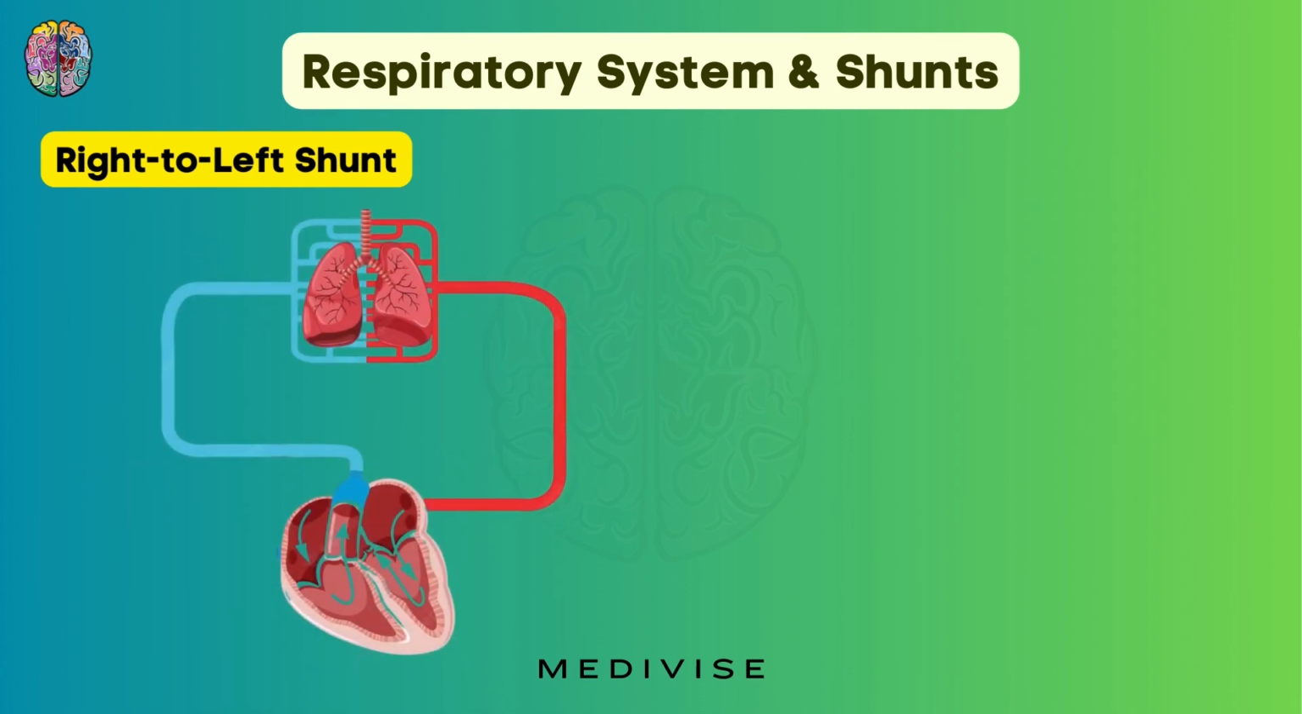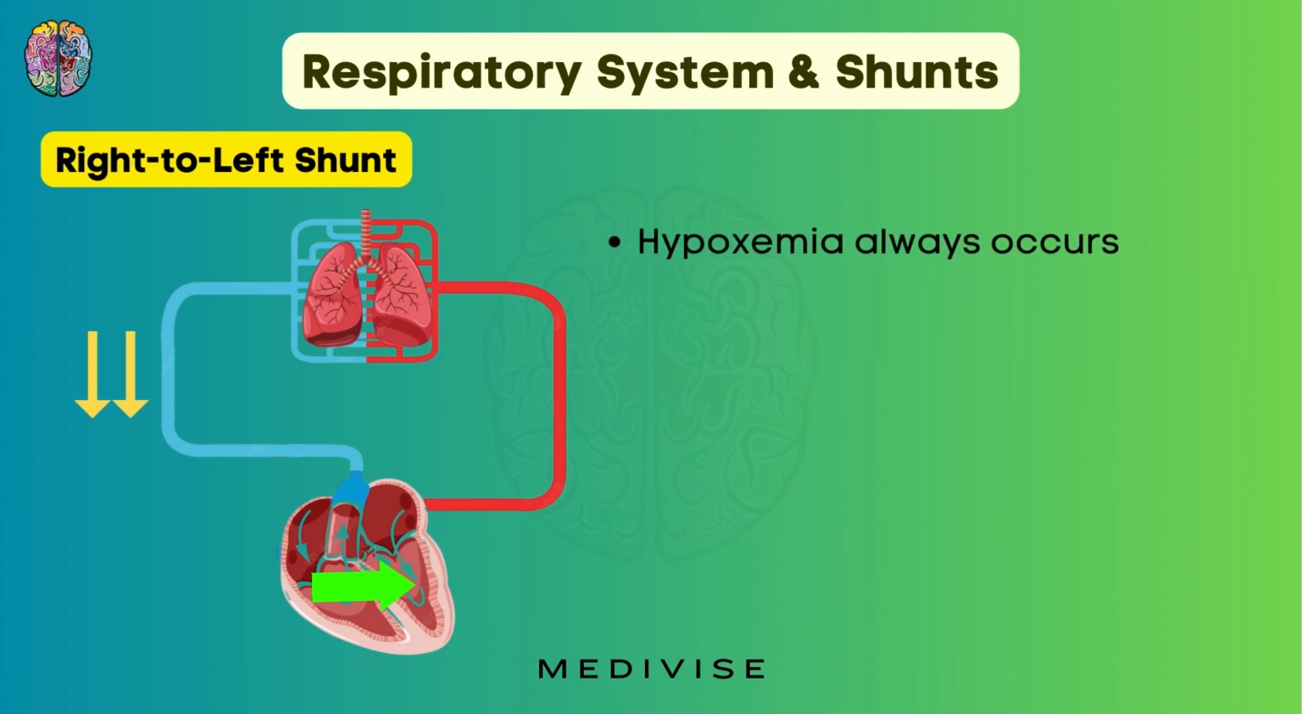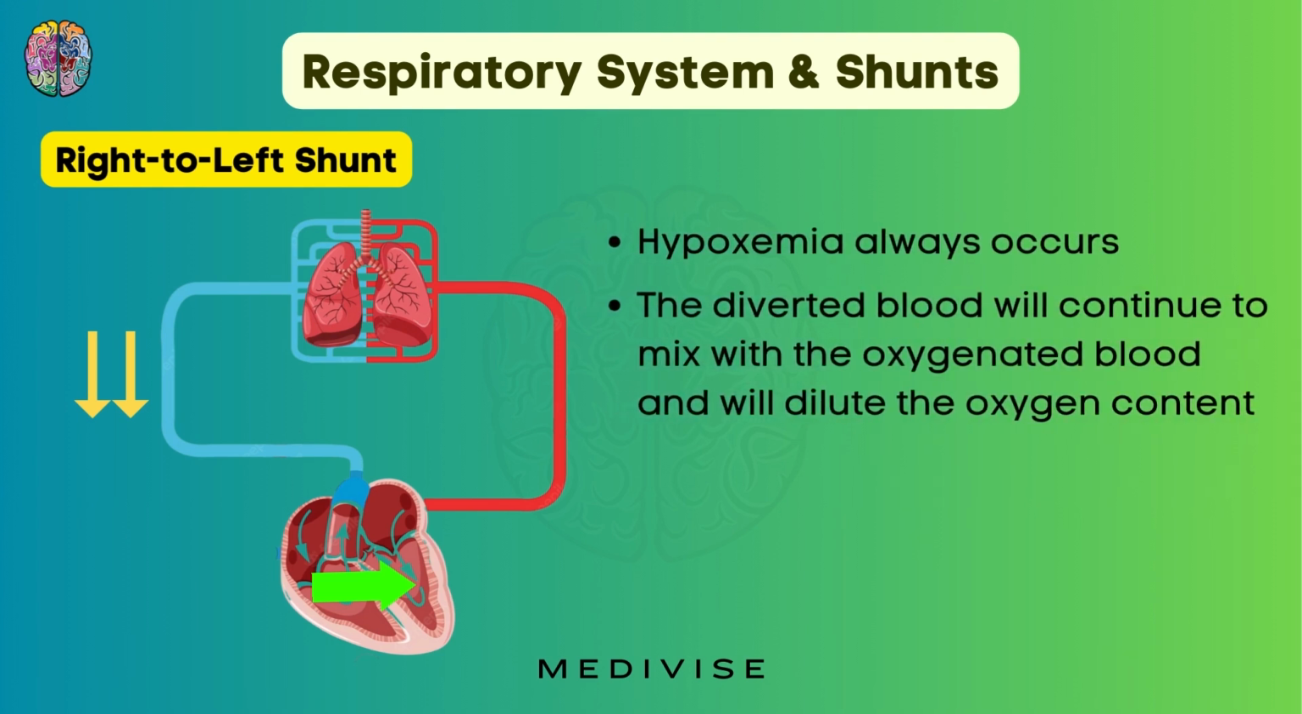Now let's understand why hypoxemia is always seen here. Imagine you have a VSD and you have a right to left shunt. The blood is going to go from the right side of the heart to the left, and so the blood in the pulmonary veins will decrease. If there is less blood in the pulmonary vein, less blood is going to the lungs, which means less blood is getting oxygenated. If there is less oxygen in blood, this will lead to hypoxemia. The blood that is diverted will continue to mix with the oxygenated blood, meaning the blood from the right ventricle will keep on going to the left and will dilute the oxygen content.